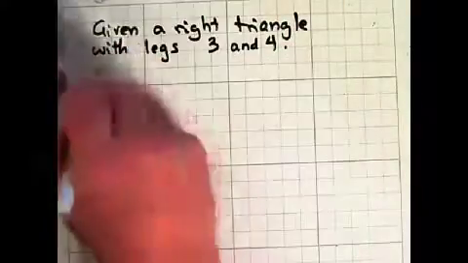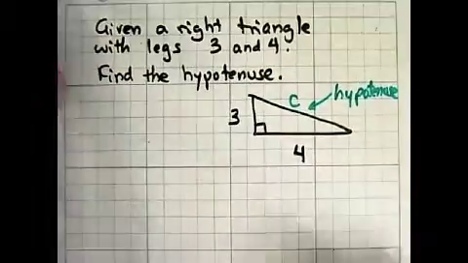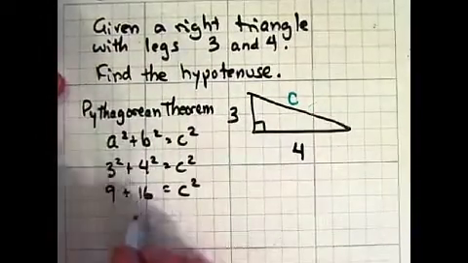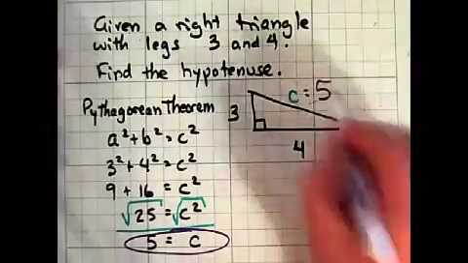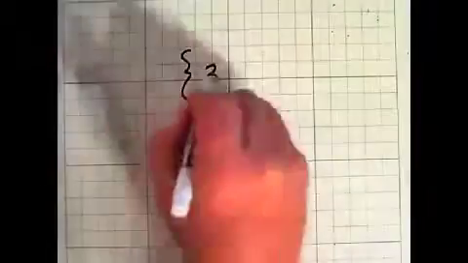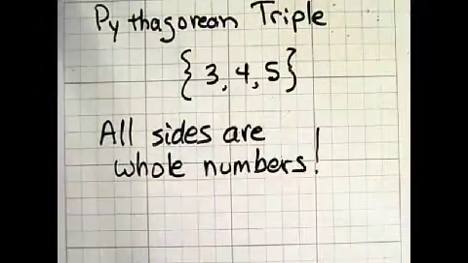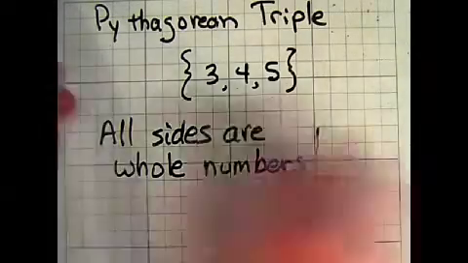When you're given a right triangle, let's try a problem where the legs are 3 and 4. Draw a picture. Can you find the hypotenuse? Of course you can. We use the Pythagorean Theorem. By plugging in a squared plus b squared is c squared, you end up with c is equal to 5. And this is quite amazing. It's what's called a Pythagorean triple, because all the sides are whole numbers. And that's really amazing because that's not usually the case.